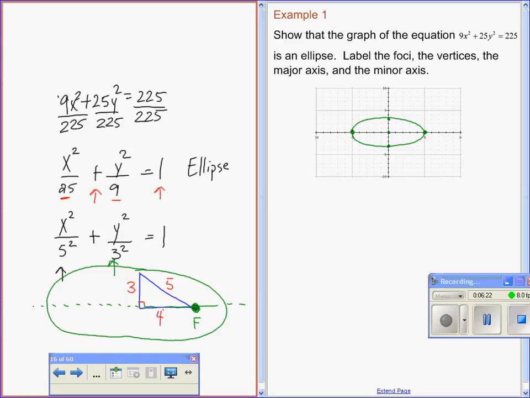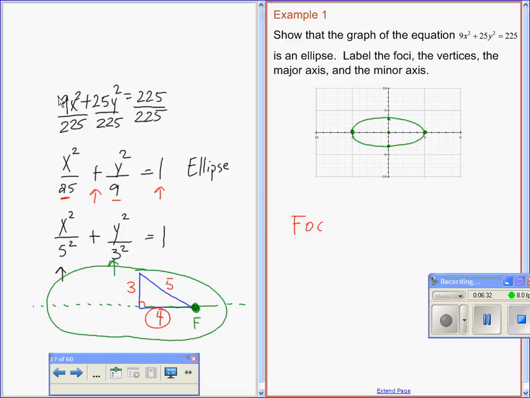the Pythagorean theorem. So the focus is going to be 4 to the right of the origin, or the center, and then 4 to the left of that. So then we have the foci are going to be at plus or minus 4, 0. And so we can label those on here and here. Okay, and so now we have everything we need for that example, and let's go ahead and look at the second example.